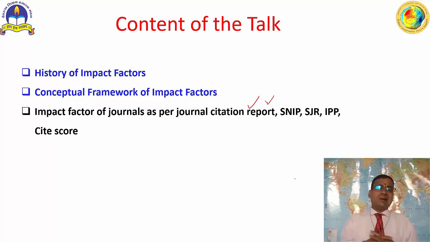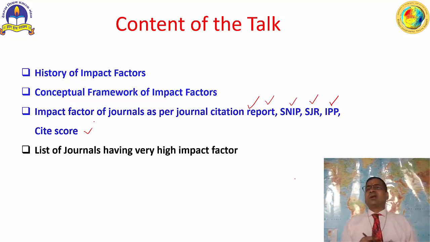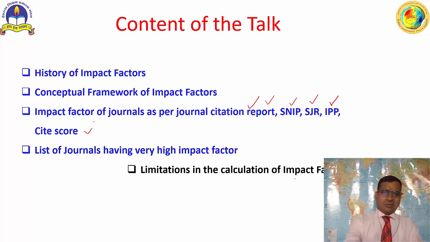These are some of the standard indexing agencies, and if a paper has been published in a journal which has an indexing system throughout the world, it is also considered. Then source normalized impact per paper, scientific journal ranking, impact per publication, CiteScore. These are some of the important impact factor providing agencies, and we are going to discuss the same. Also, we will discuss the list of journals having very high impact factor in general as well as in the field of geography.